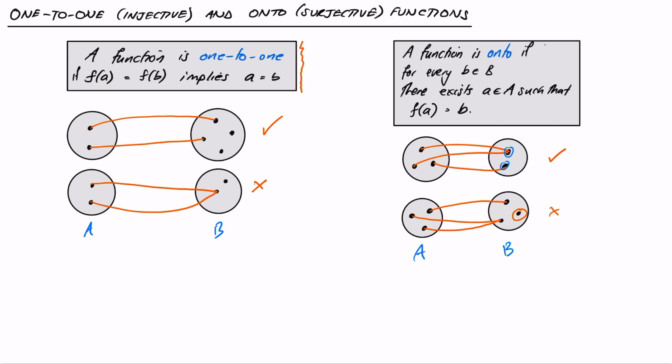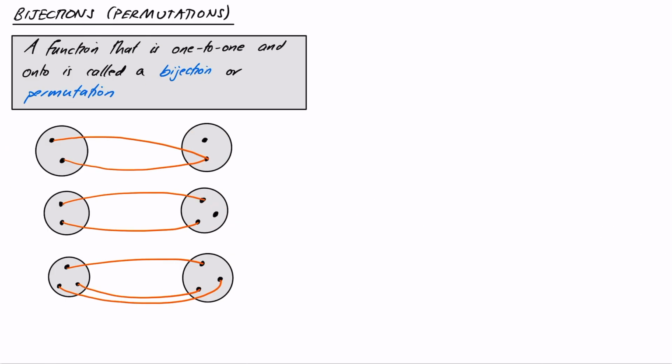Another way of stating that a function is onto is to write that f of A, i.e. the range, is equal to the codomain. Now, we can also have functions that are one-to-one and onto. These are known as functions that are bijective, or bijections, or permutations. These are all different words for the same thing.